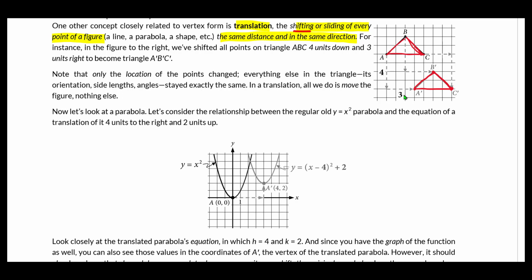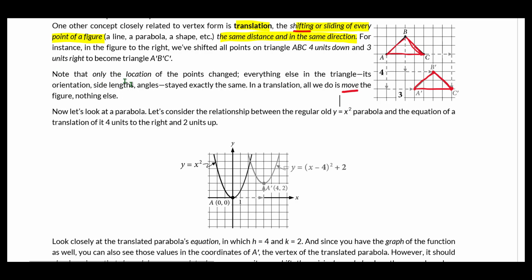Only the locations of the points changed. Everything else is the same: the angle measures, the side lengths, the orientation. We have not rotated the triangle. We have not stretched or compressed the triangle. All we did is move the triangle. That's what a translation is.